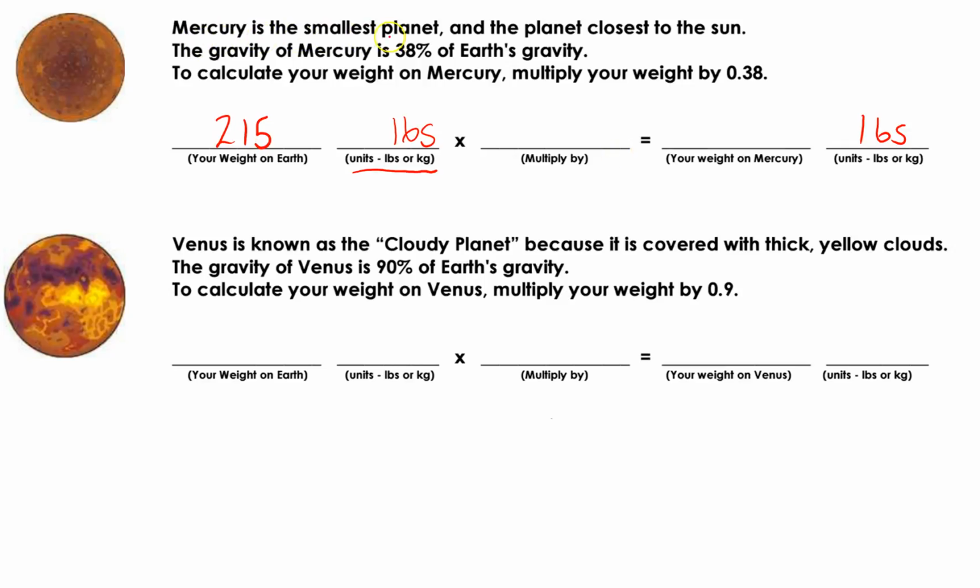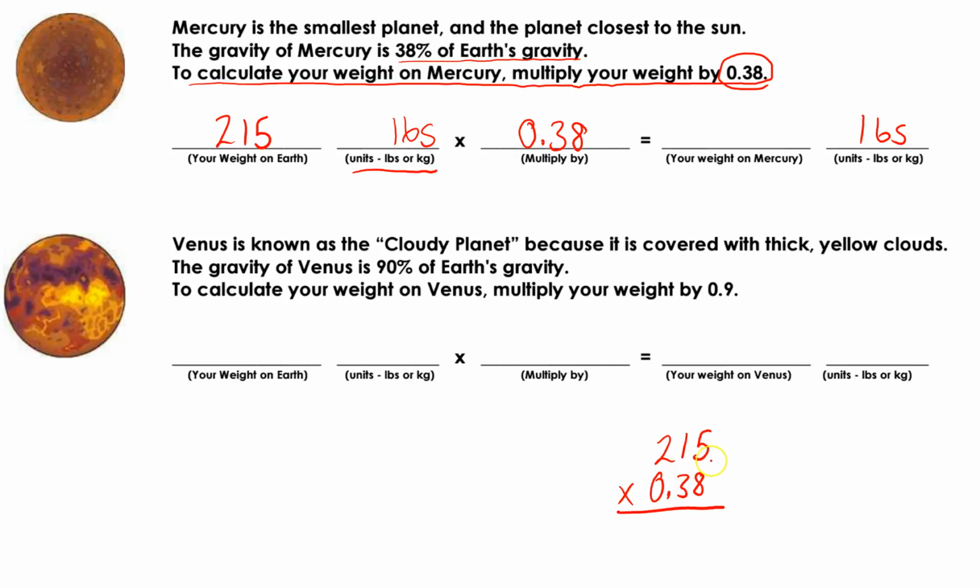It tells you Mercury is the smallest planet and the planet closest to the sun. The gravity of Mercury is 38% of Earth's gravity. To calculate your weight on Mercury, multiply your weight by 0.38. So I need to show my work. 215 times 0.38. And now it's just like the math that we were doing on the last pages.